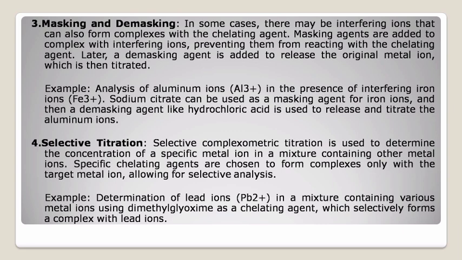Fourth, selective titration. Selective complexometric titration is used to determine the concentration of a specific metal ion in a mixture containing other metal ions. Specific chelating agents are chosen to form complexes only with the target metal ion, allowing for selective analysis. Example, determination of lead ions, Pb2+, in a mixture containing various metal ions using dimethylglyoxime as a chelating agent, which selectively forms a complex with lead ions.